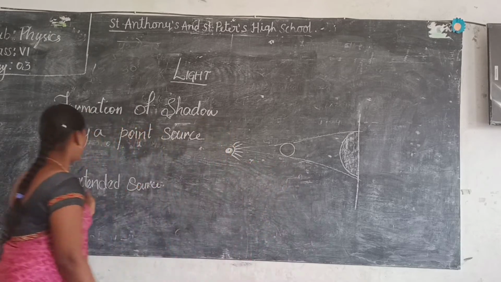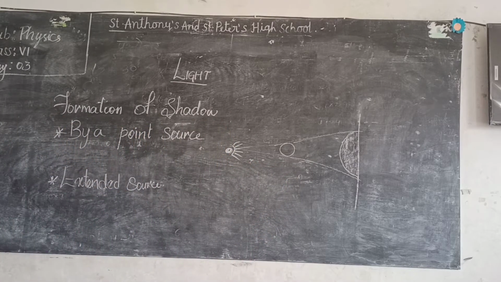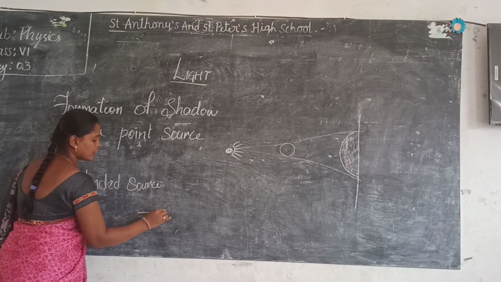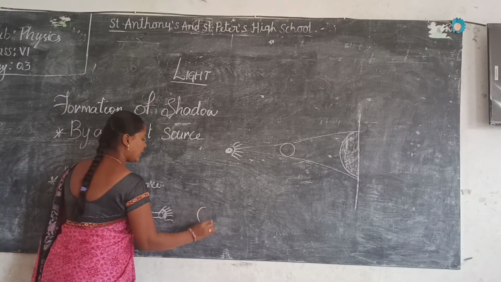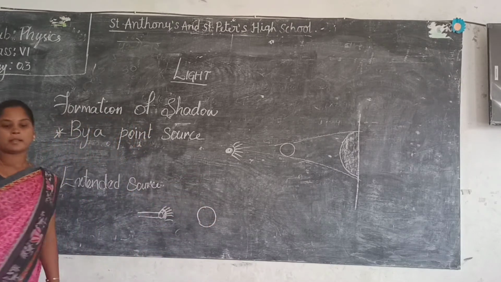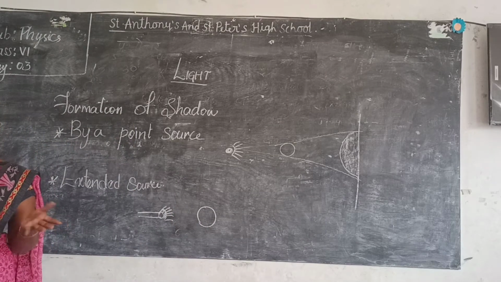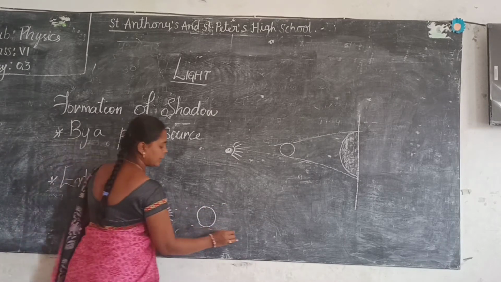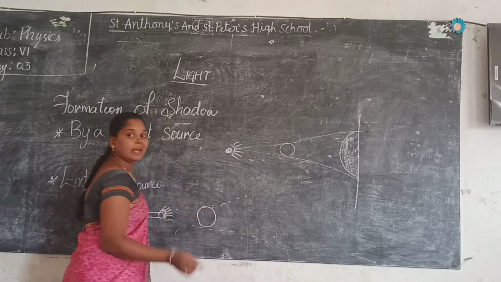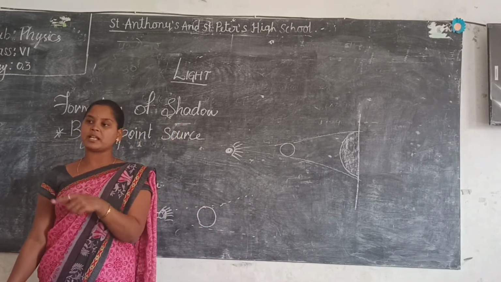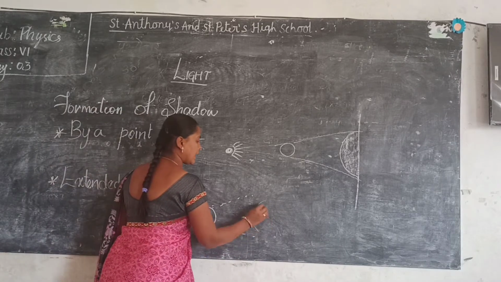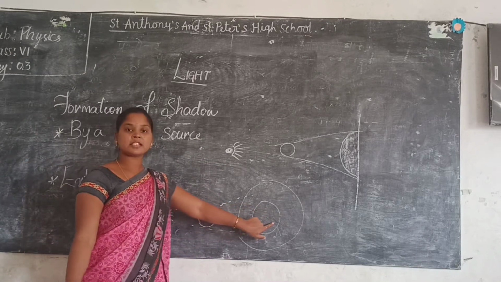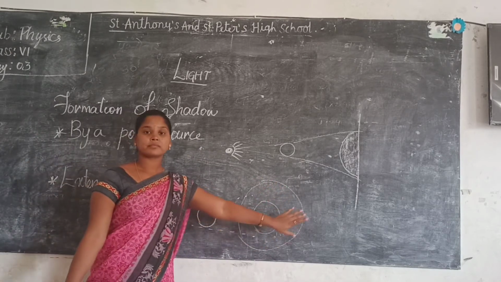Clear? Now extended source of light. So here, if this is an extended source of light, a torchlight with me, if I place a ball bigger than this, what happens? Shadow will be big or small? The shadow will be big and here two regions are formed. Umbra region as well as penumbra region. Umbra region will be darker like this and penumbra will be lighter, outer. So the middle one is called umbra and the outer is called penumbra.